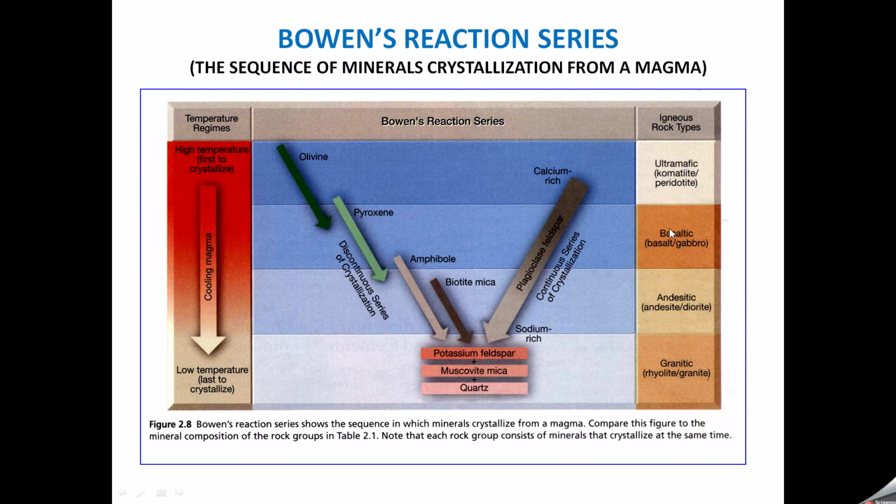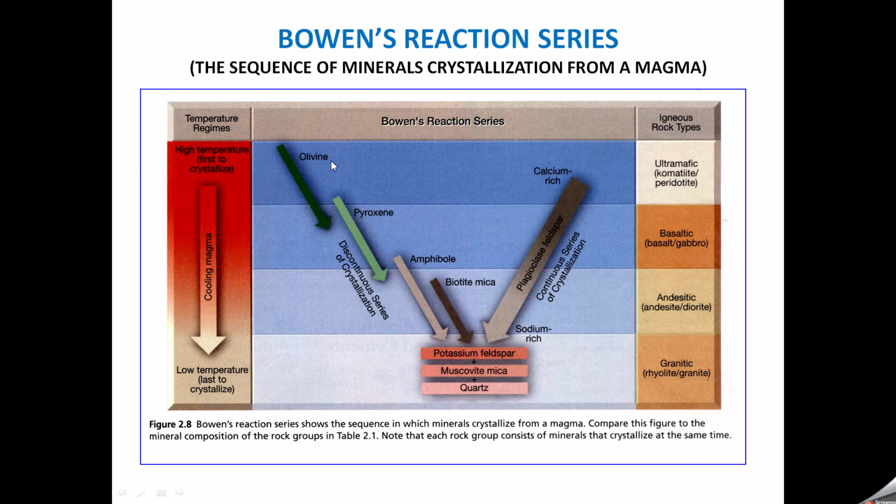komatiite, peridotite; basaltic rocks, basalt, gabbro; andesitic rocks, andesite and diorite; granitic rocks, rhyolite and granite. Basalt is volcanic, gabbro plutonic; andesite volcanic, diorite plutonic; rhyolite volcanic, granite plutonic. These are mantle rocks.